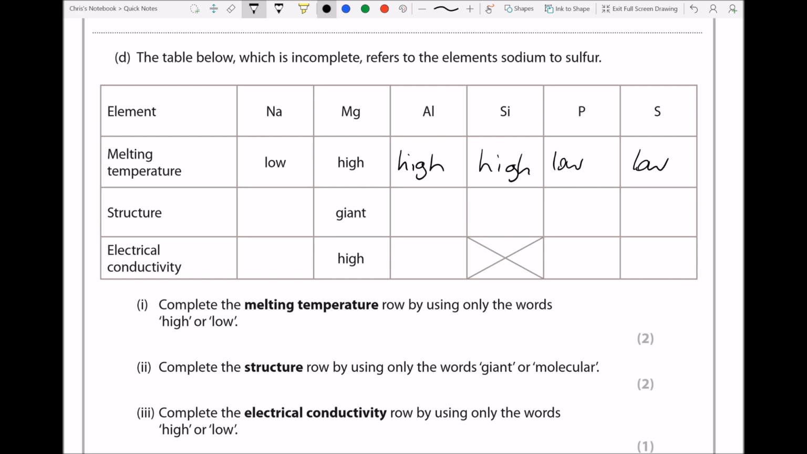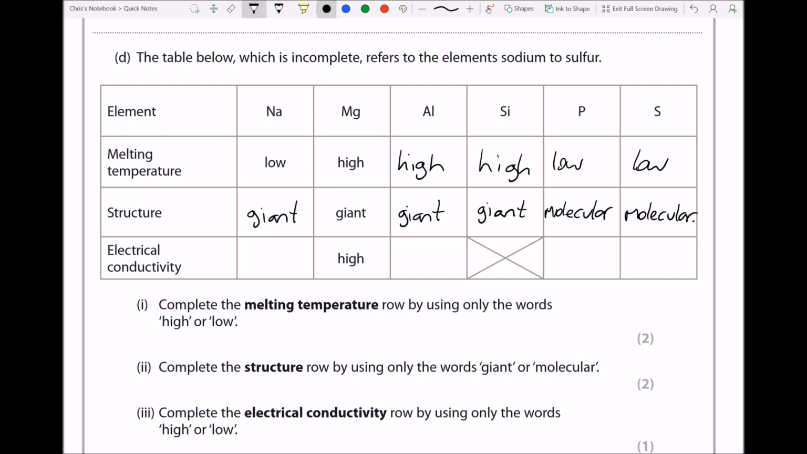Okay, part 2. Complete the structure row by using only the words giant and molecular. Right, sodium is a giant metallic structure, so that is giant. Magnesium is giant metallic. Aluminium is giant metallic as well. Silicon is giant covalent, so that is giant as well. Phosphorus is molecular. It's a very simple, small little molecule. Sulfur is the same. So that's that one.